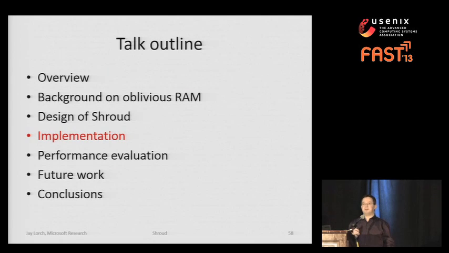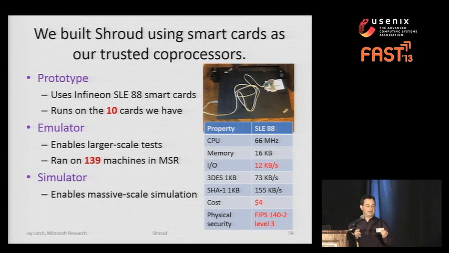So we have actually implemented this on these smart cards that I hold in my hand. We wrote C code that runs on these and some C# code that runs on the untrusted server. These are very resource-poor devices. They have slow CPUs, very slow I/O, about 12 kilobytes per second, but they're cheap, and they provide provable tamper resistance to FIPS level 3. We only have 10 of them that Infineon gave us.